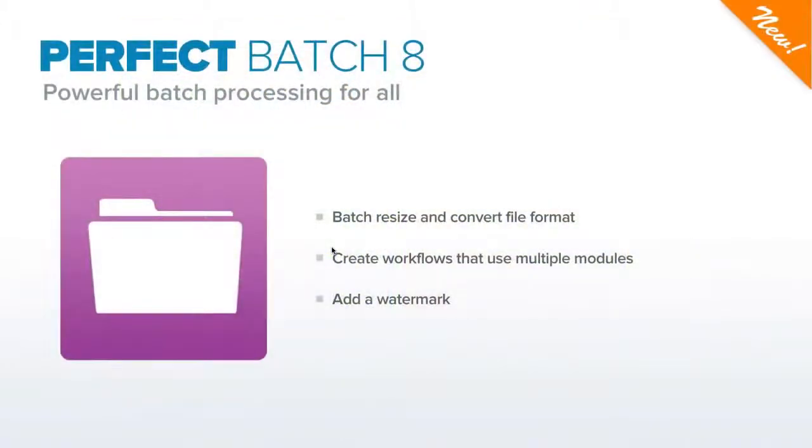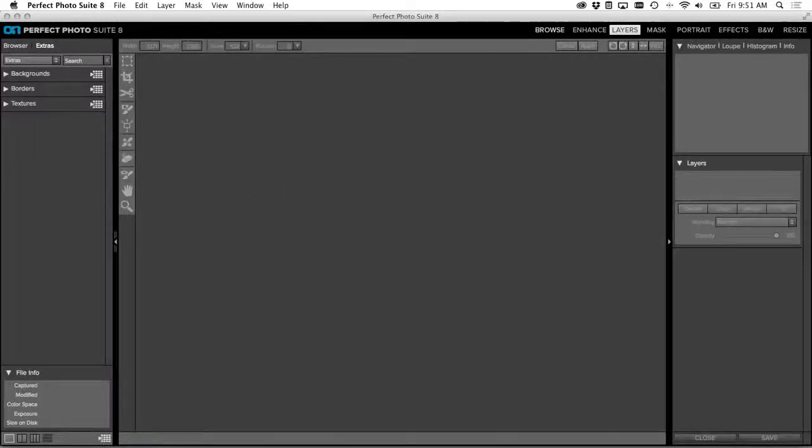I do have one more module that I want to show you. It's kind of a bonus module. It's the new Perfect Batch module. Perfect Batch makes it really easy to do batch processing with multiple images. And this could be something as simple as just adding your watermark or converting it from one file type to another, or you can create a complex workflow and save it as a preset so you can perform it over and over again. I'm going to show you an example of how I use it.